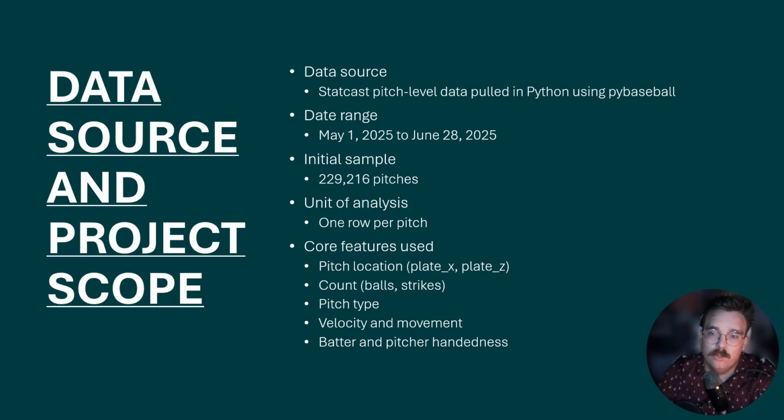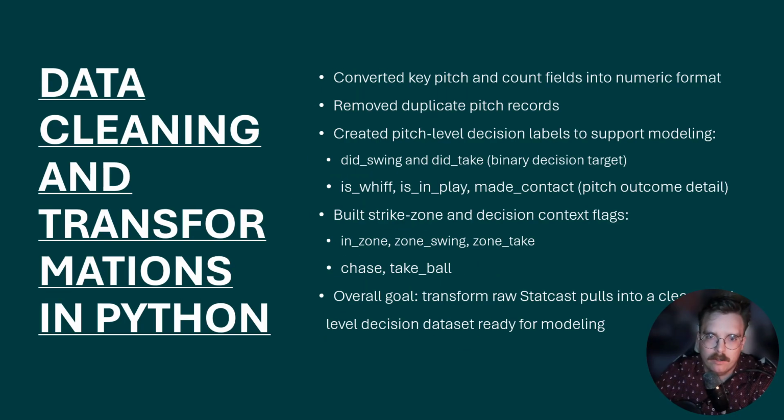I worked with these 2 months of data as a manageable starting point, with the future goal to build upon this further. The core features I kept were the ones most likely to influence hitter decision making. Those included horizontal and vertical pitch location, the count, pitch type, velocity, movement, and batter and pitcher handedness. This gave me a large pitch level dataset with both physical pitch characteristics and game context variables, which made it a strong foundation for modeling swing behavior.